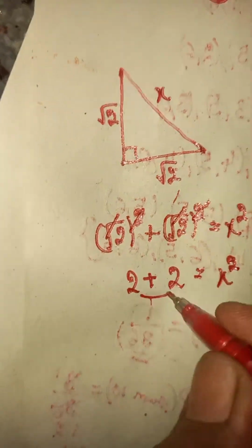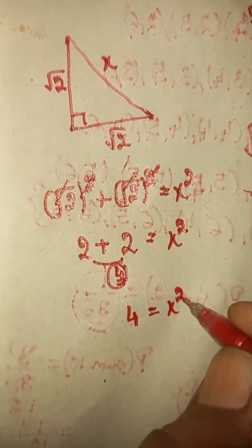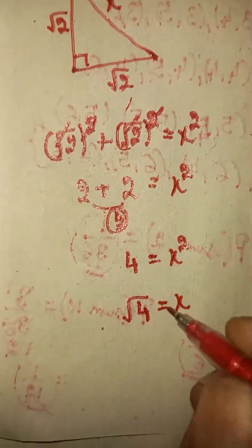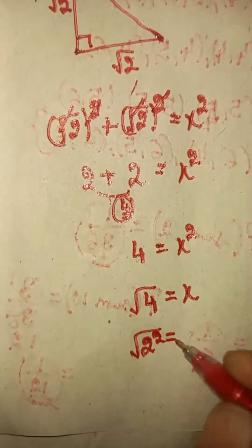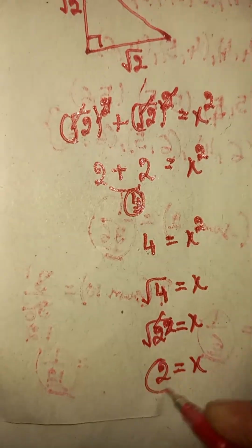2 plus 2 is 4. So you're going to get 4 equal to x square. This square comes to that side, it becomes root of 4 equal to x. 4 can again be written as 2 square, which is equal to x square, and square root cancels out, 2 equal to x. Let's find it out by taking one more problem.